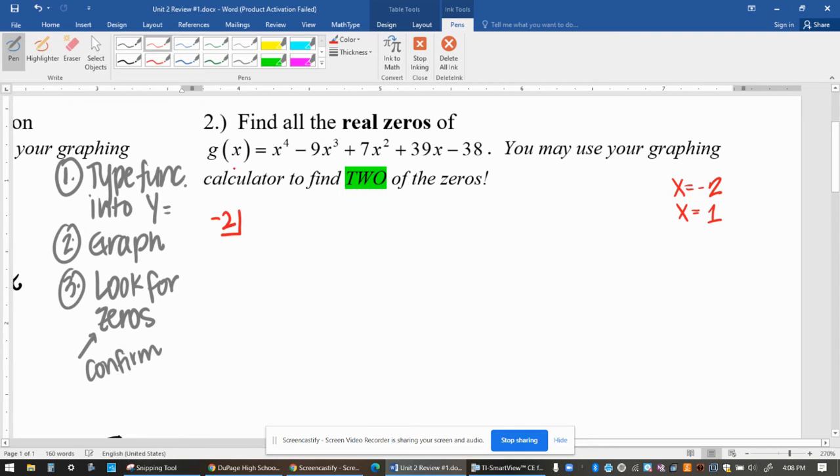So I'm going to start with the negative 2. It doesn't matter which of those zeros you start with. Now remember, for synthetic division, you want to fill in any missing terms. So with a quartic, you should have a cubic, quadratic, linear, and constant. We have one of all of them, so we're not missing any.